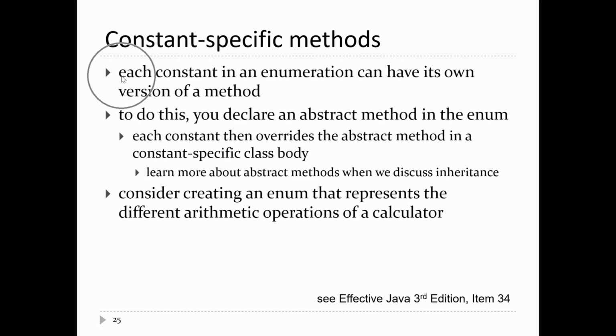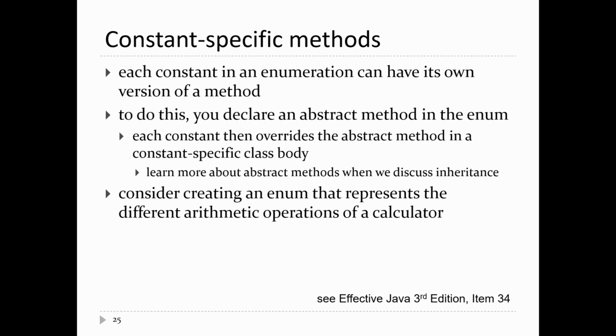Right? And now for something that's very weird. So we haven't seen this yet. And we're going to see this a little bit later on in the course, so probably in 2 or 3 weeks, probably 2 weeks. We're going to see more examples of this. So each one of your enumerated constants is allowed to have its own version of a method, which sounds really wacky, but the language lets you do this.